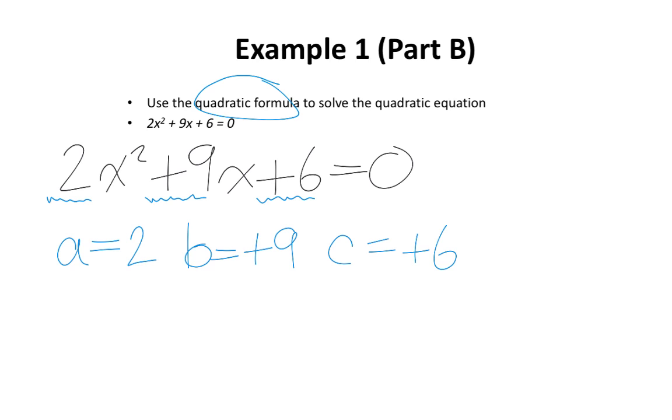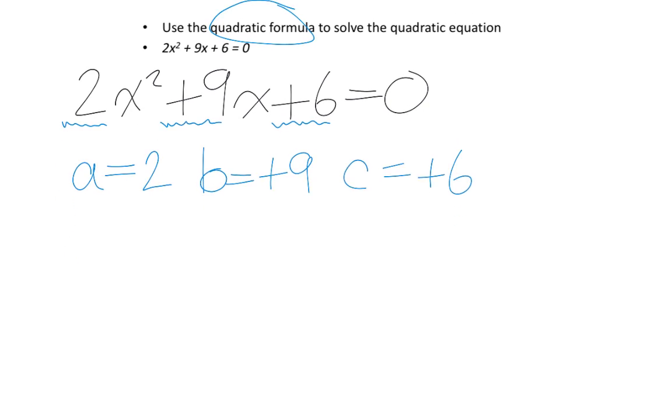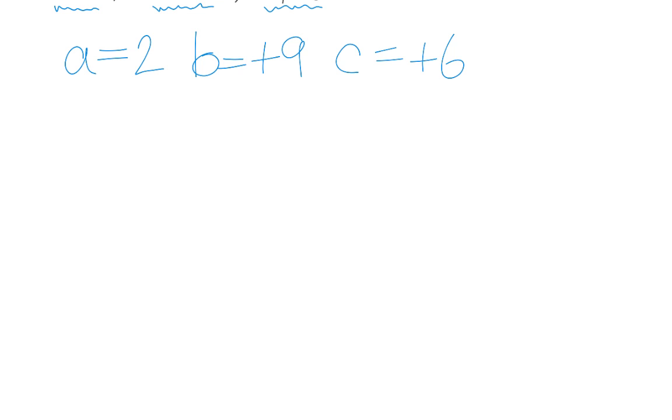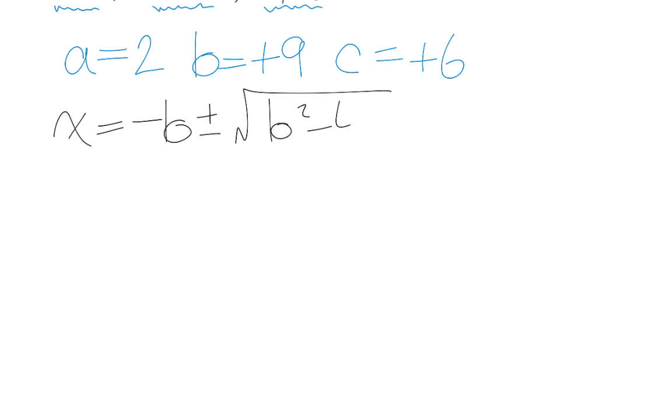So if these were negative numbers, you would have to include the negative sign. Now that we have our values of a, b, and c, let's go ahead and substitute them into the quadratic formula. The quadratic formula is x equals negative b plus or minus the square root of b squared minus 4ac over 2a. In the next step, all I'm going to do is substitute in these values and I'm going to use brackets.